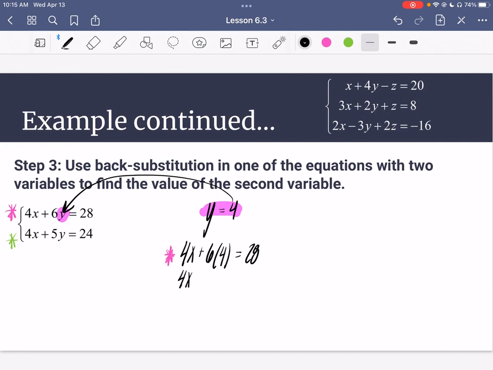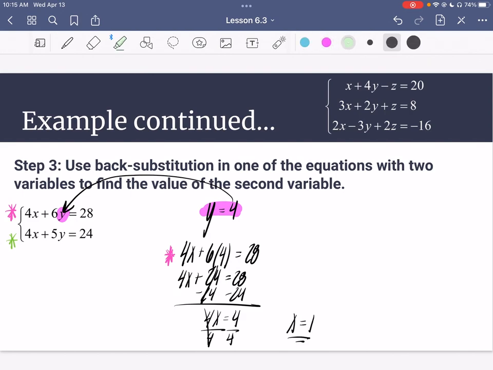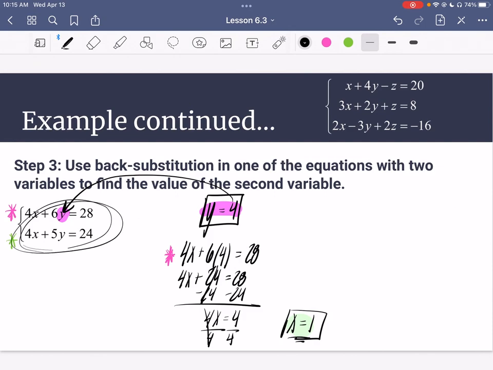Okay, so I get 4x plus 24 equals 28. I'm going to subtract the 24 from both sides. 4x then equals 4. Divide both sides by 4, and I get x equals 1. Okay, so here's my second variable that I've solved for. So I'm almost done. I have y, I have x. Now I'm done with these 2 equations, right? Because they don't have a z in them, so they're of no use to me anymore when I'm trying to solve for my third variable, which is z.